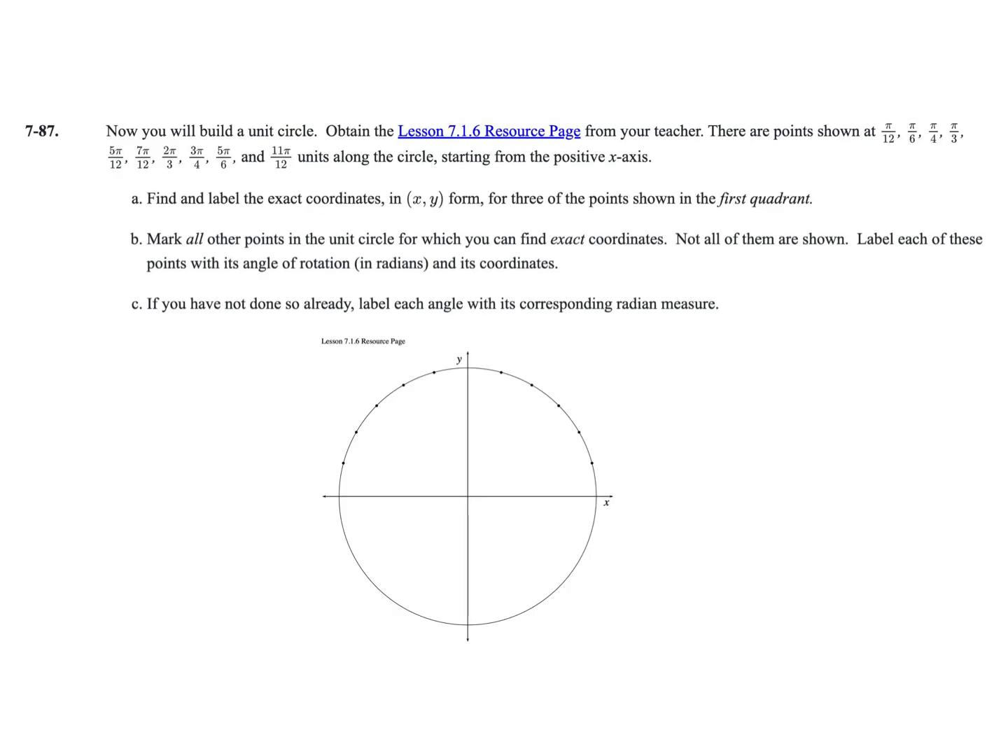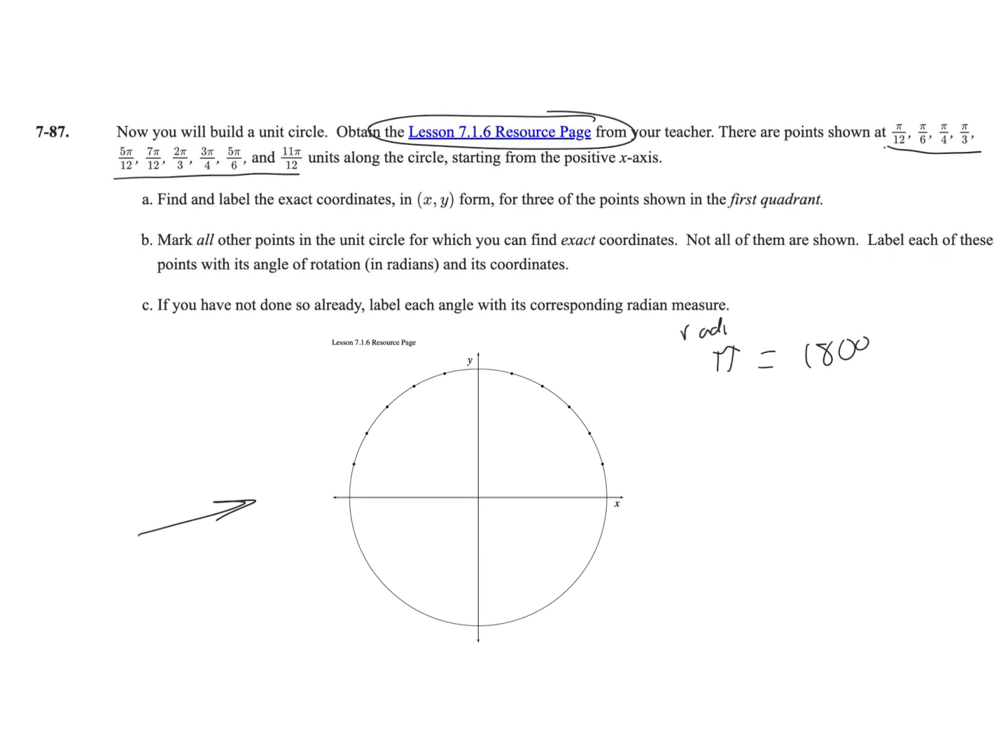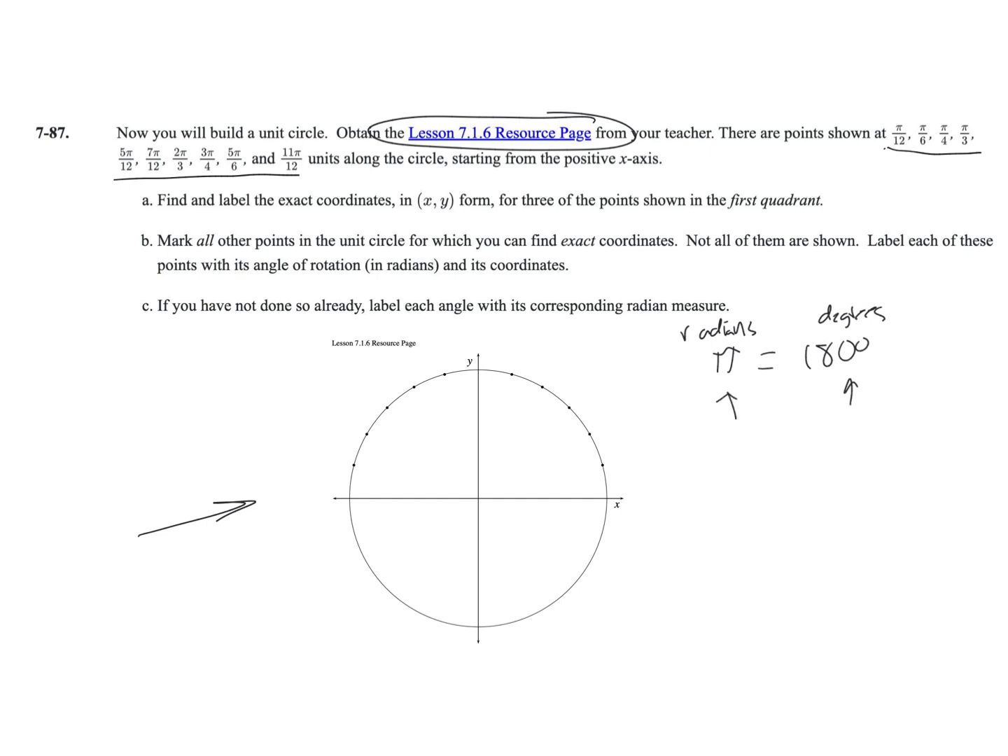All right, so we're going to build this unit circle using this resource page. What's going to happen is we're going to mark all these points on the unit circle, which notice is in pi over 12. So we're talking about radians here, because remember, pi radians, so 3.14 radians, is a full 180. So remember that pi is equal to 180 degrees. This is in radians. This is in degrees. Again, just trying to make that connection for you between the things you should know and starting to acquire this radians thing.